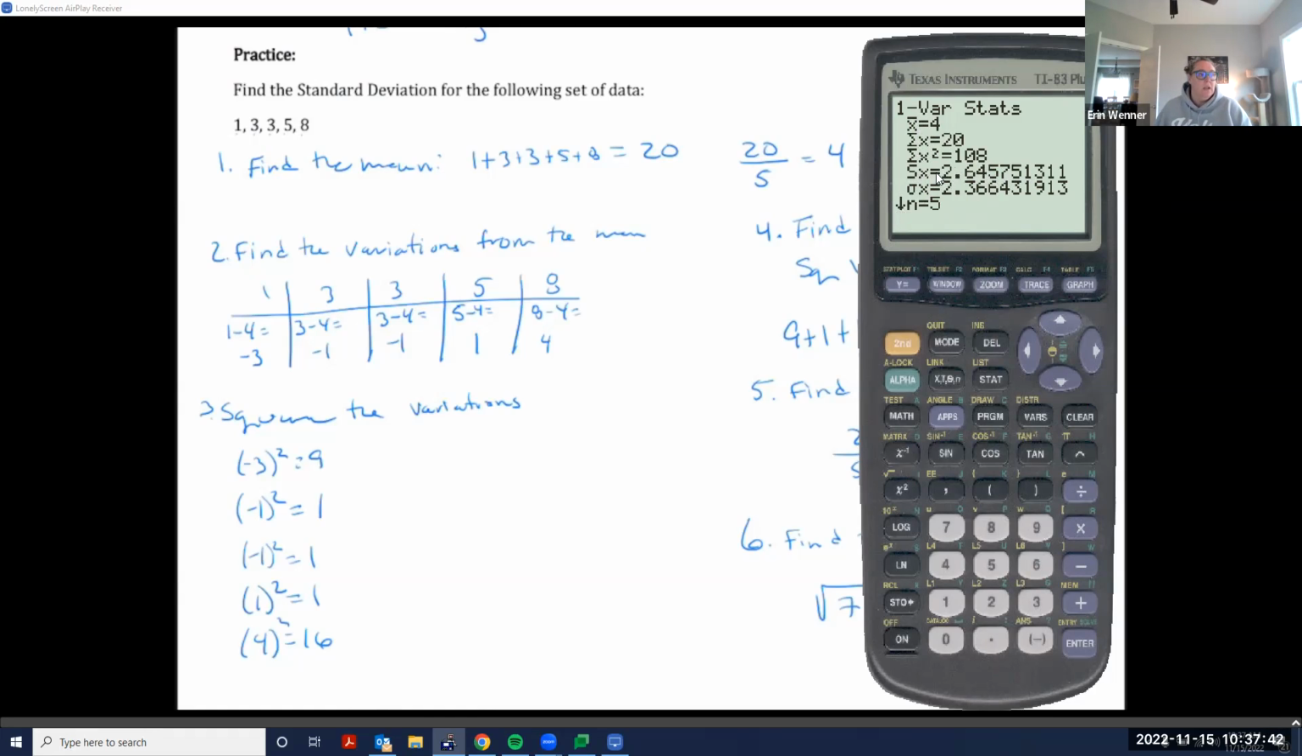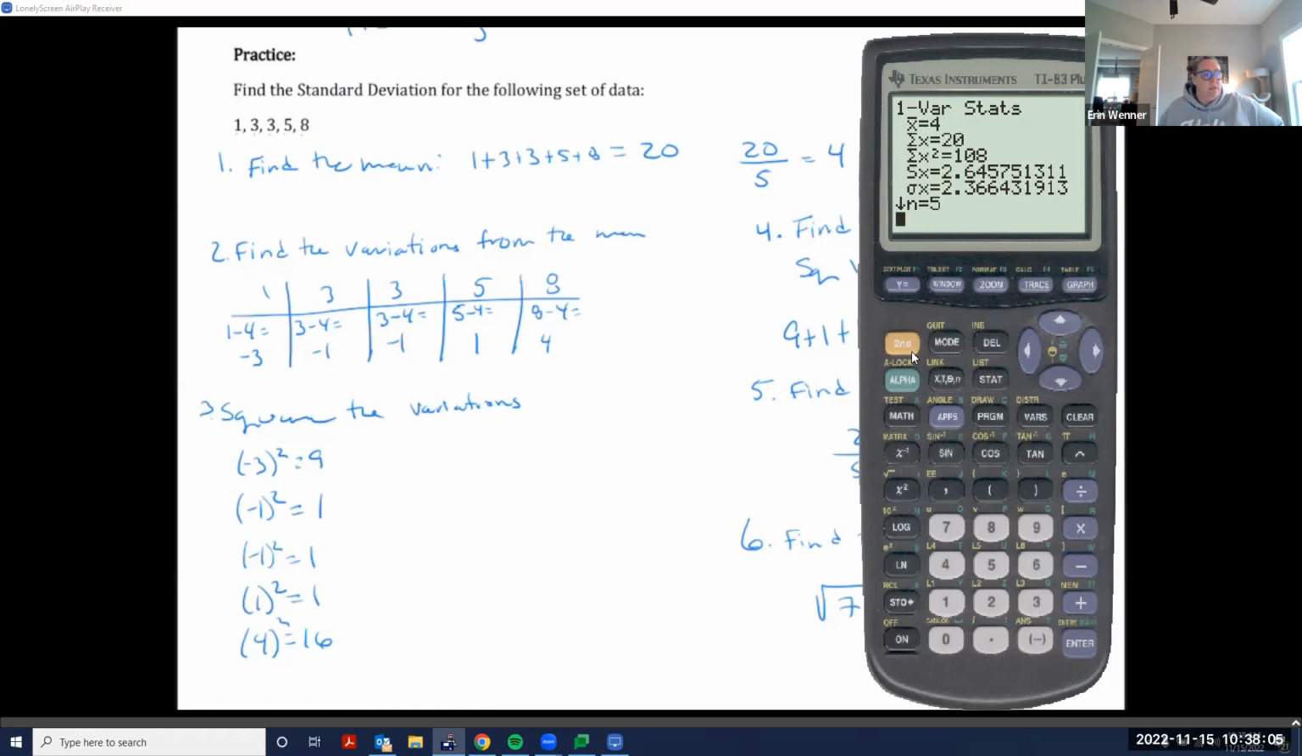Okay. Later, if you were to take more stat classes, they would talk about this sigma. We're not going to deal with that. It has to do with standard deviation for the population versus the sample. We're only worrying about the sample. Again, sometimes it gives you too much information, right? So there's our standard deviation right there. That's another way we can do it.